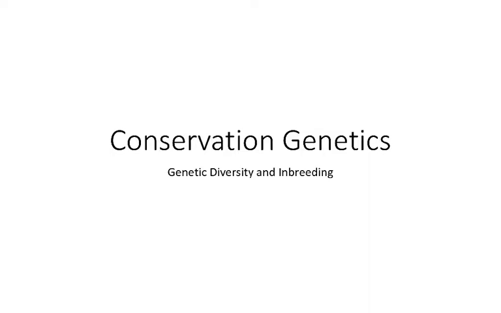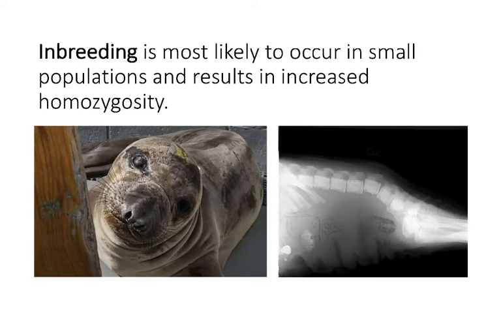Welcome back again. So in the last video, we talked about how the loss of evolutionary potential is one big negative effect of low genetic diversity, and inbreeding is another negative effect, which we'll talk about here. So inbreeding is most likely to occur in small populations, and the result is increased homozygosity.